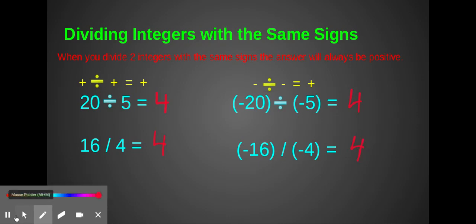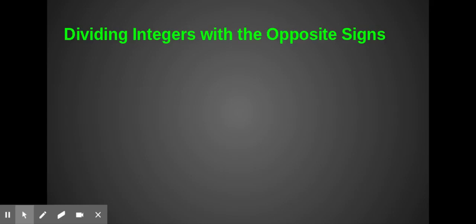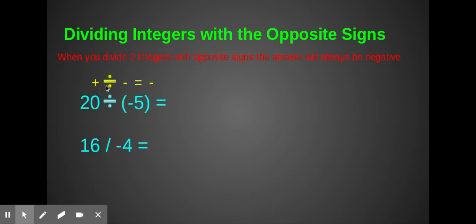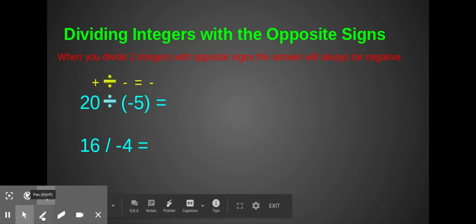So what happens if the signs are opposite? When we divide integers with the opposite signs, we want to put that rule up. When you divide integers with opposite signs, the answer will always be negative. So if I have a positive divided by a negative, the answer will be negative. So let's try it out in theory.